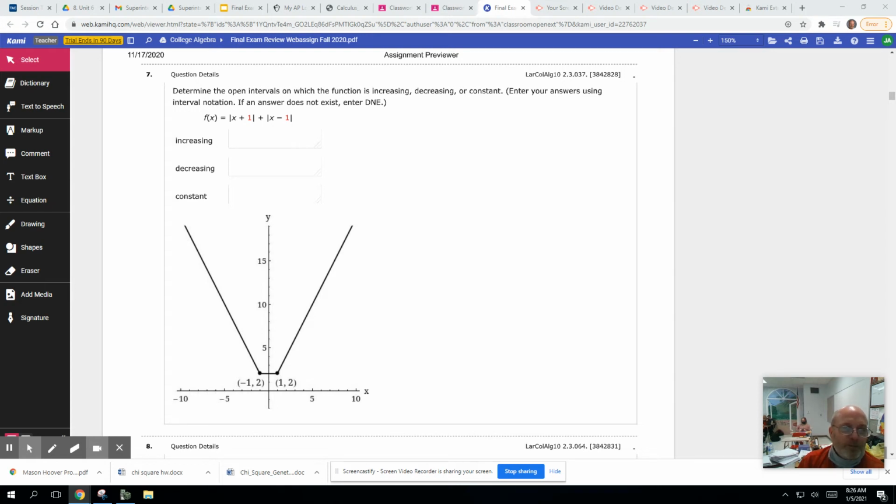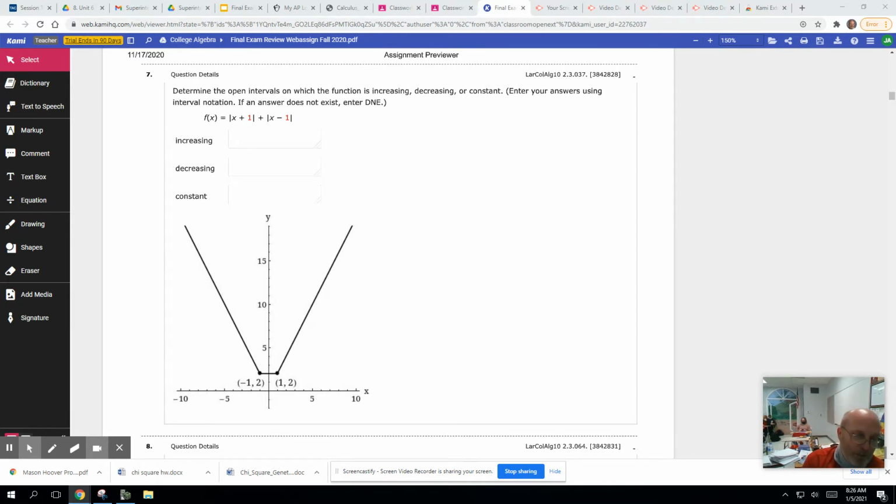Okay, we're on question number 7 on the UALR Final Exam Review for College Algebra. Problem number 7 says determine the open intervals on which the function is increasing, decreasing, or constant. Enter your answers using interval notation. If an answer does not exist, enter DNE.